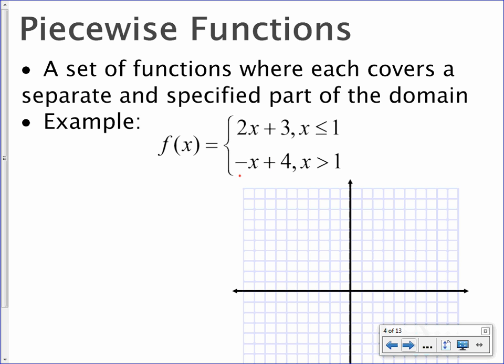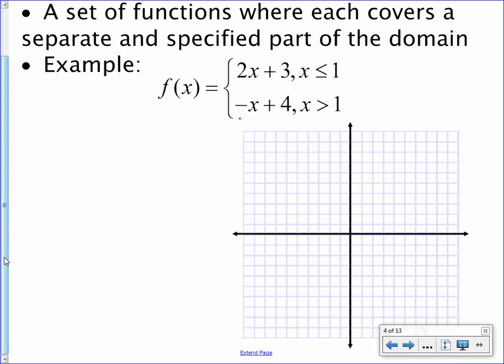Whether we know how to graph lines or not, we can graph this, because all we're going to do is make a table. Anytime you have a piecewise function, I want a table of values for each piece. So let's look at our first piece, 2x plus 3. Now, it says our domain begins at 1. So that's what I'm going to plug in first.